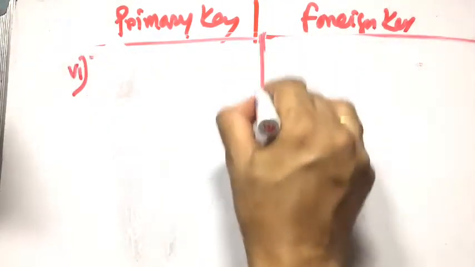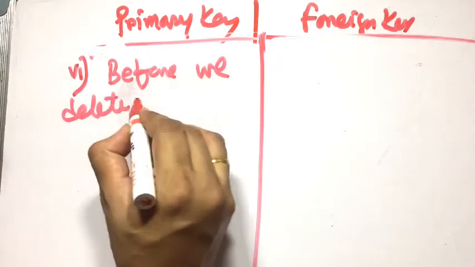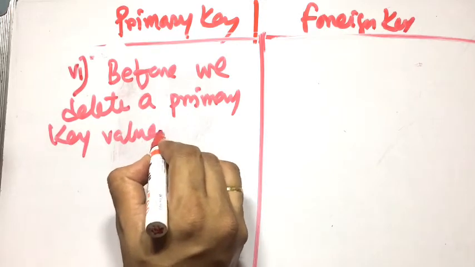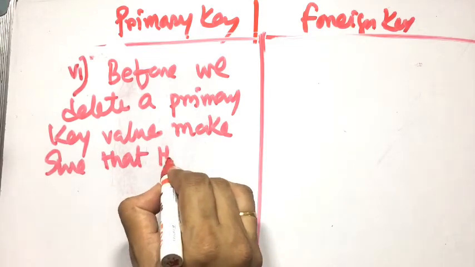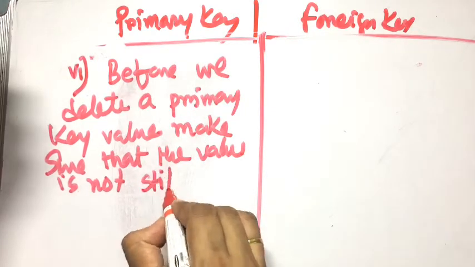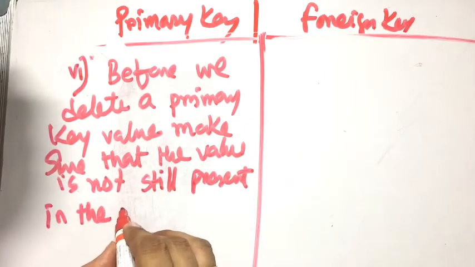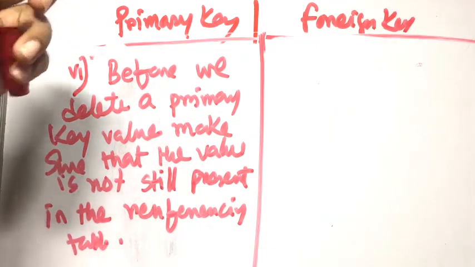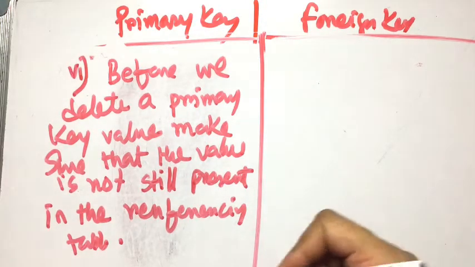Good. Now the insertion, now the deletion. Before you delete a primary key value, make sure that the value is not still present in the referencing table.